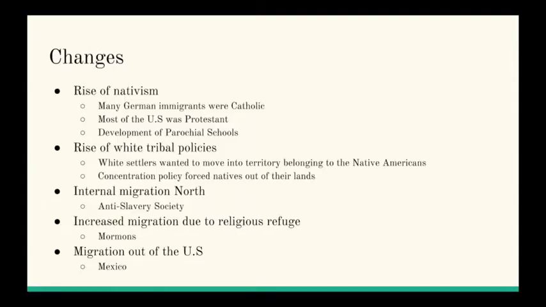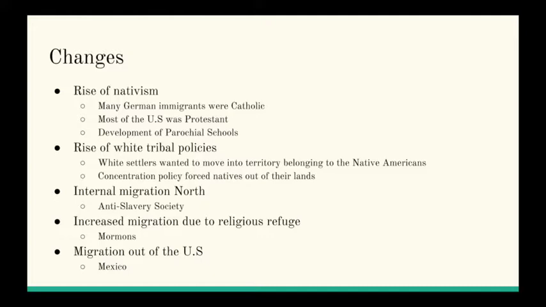So some changes that we can see in Unit 5 could be the rise of nativism due to many German immigrants coming in, especially because they were Catholic and the US was mostly Protestant, so they developed parochial schools to keep this Catholic influence out. A change that we also see could be the rise of white tribal policies, for example, the concentration policy, which forced natives out of their lands. And this essentially was just to make room for the white settlers that wanted to settle onto native land.